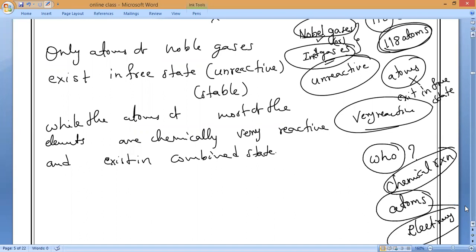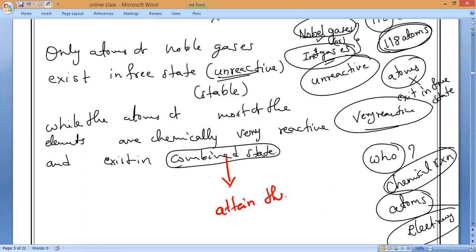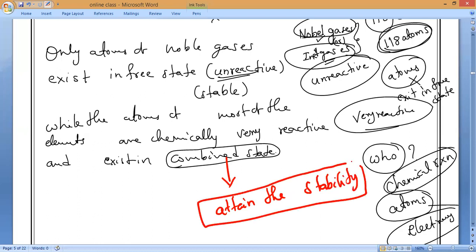Now, as we know, atoms other than unreactive gases do not exist independently. They always will be found in what state? They will be found in combined form to attain stability. Why are they always combining? To attain stability in nature. That is the ultimate target. They want to become stable in nature. That is why they always try to combine with something else.